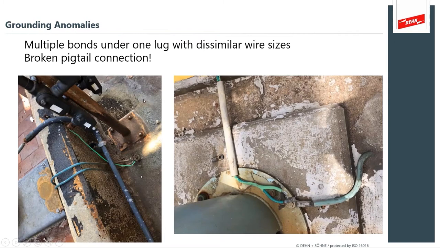More grounding anomalies. Here we have some photographs showing multiple bonds under one lug with dissimilar wire sizes. That will contribute to wires coming loose. Over here to the right, you see a completely sheared off and broken pigtail connection. You have a single hole bolt where the ring lug completely sheared away. So again, these are the things to inspect and watch for before lightning season comes on.